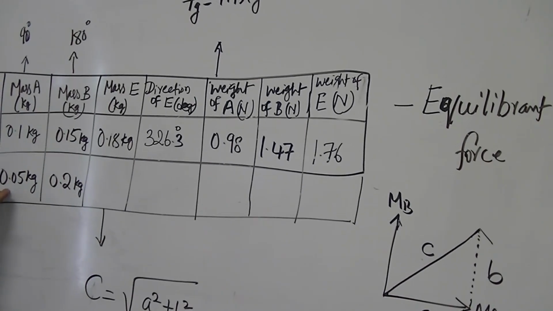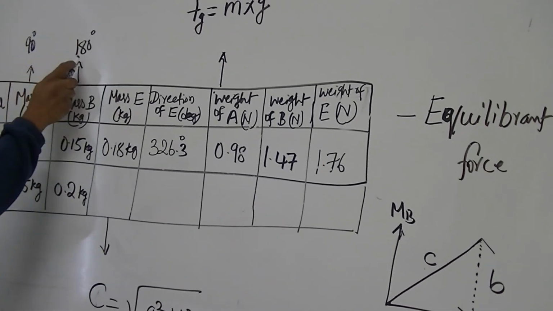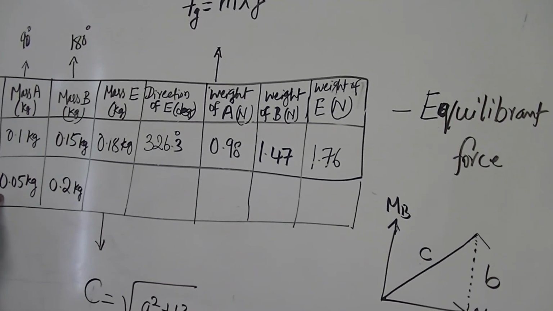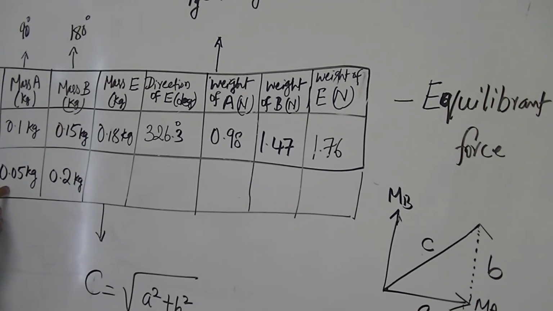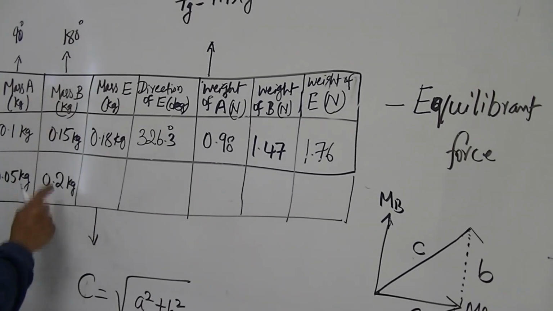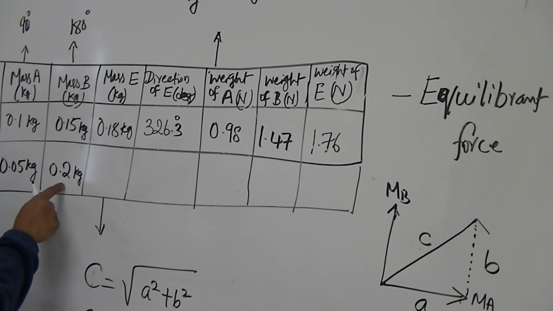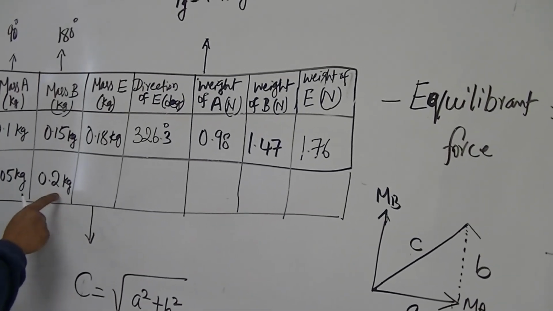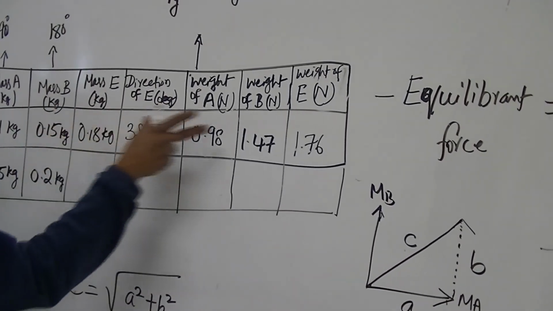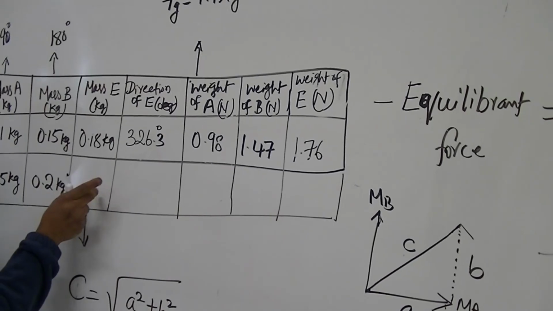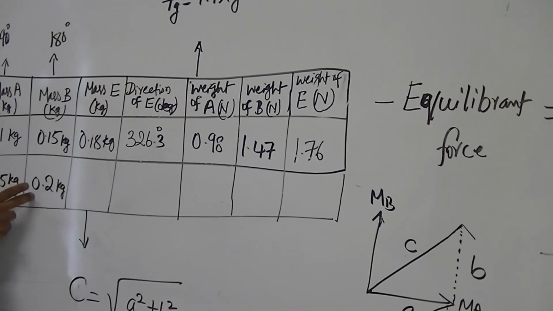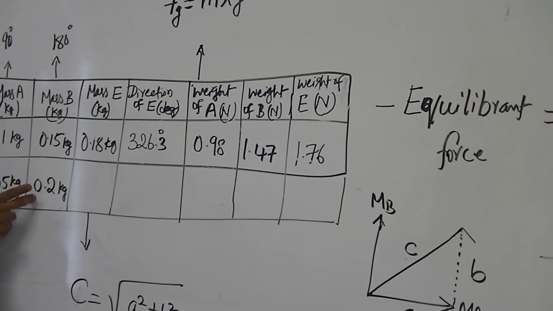Now what you have to do is the trial two. I gave you the mass, use the same angles, 90 degrees and 180 degrees, and use different masses now. For the first mass, I'm using 50 grams, which is 0.05 kilograms. And the second mass on 180 degrees, this time I'm going to use 200 grams, which is 0.2 kilograms. And now you have to fill in these numbers the way I filled in these numbers. To get this mass E, which is the equilibrium mass, you have to use the Pythagorean theorem.